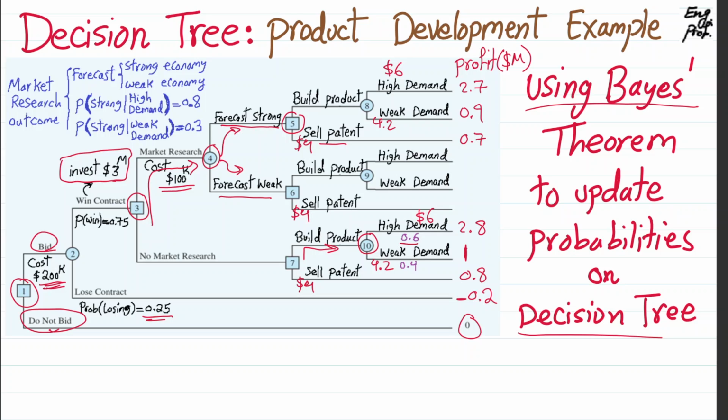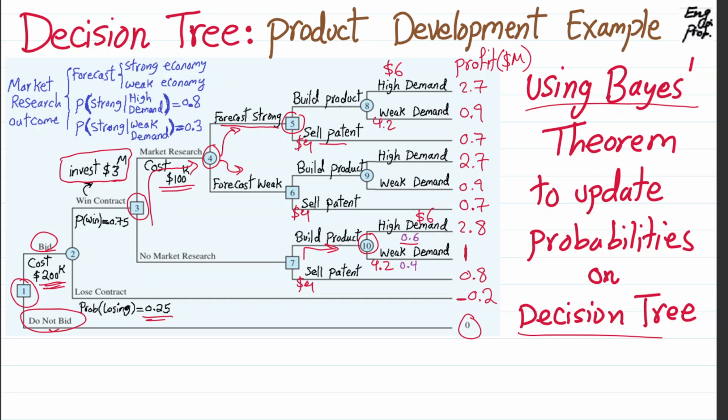Okay, so the same thing will be for the bottom branch. If it is forecast weak, we'll get to decision node number 6, and then we will make a decision whether we build or sell the IP. But we have spent already 3 million, 100,000, 200,000, so naturally we're going to get either 0.7 or 0.9 or 2.7. So these are the payoff numbers at the end of the decision tree as leaves of the decision tree.